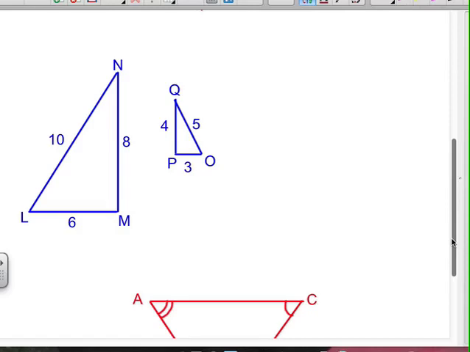Let's look at the bottom here. Let's look at the small triangle. See the 3? Do you see who it would correspond to on the bigger triangle? Can you imagine flipping that thing over? Yep. 3 goes with 6. Small over big.